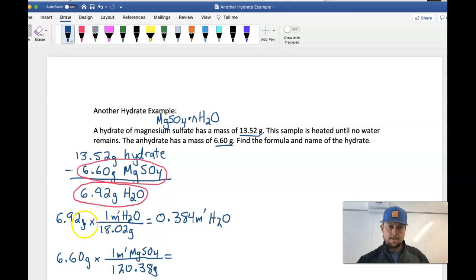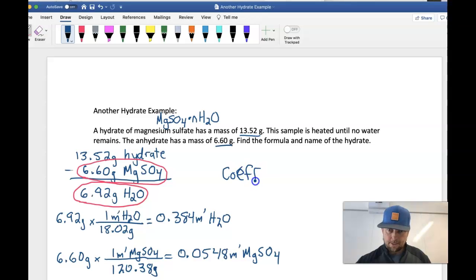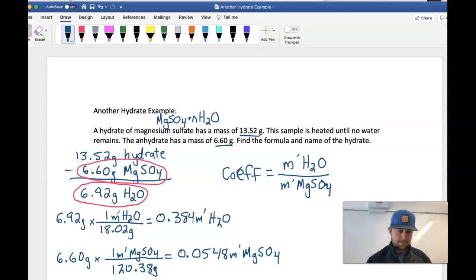After dividing the mass of water by its molar mass, I get 0.384 moles. And if I do the same thing for magnesium sulfate, I get 0.0548 moles of the dry stuff. And just like our lab, our coefficient of hydration is just going to equal our moles of water over the moles of our dry stuff. And when we type this in, we get a number very, very close to 7.